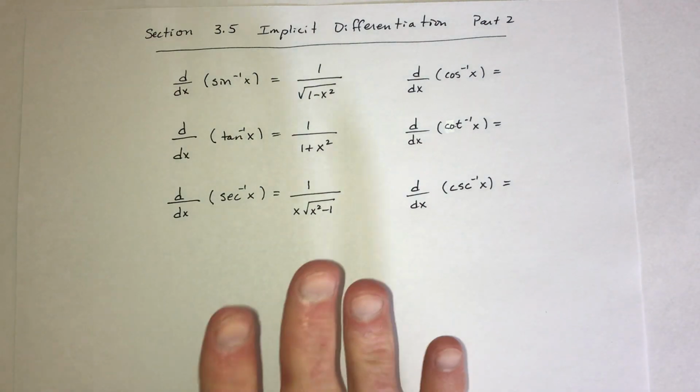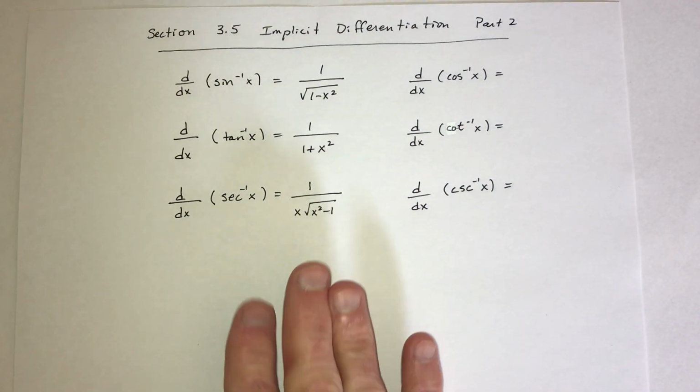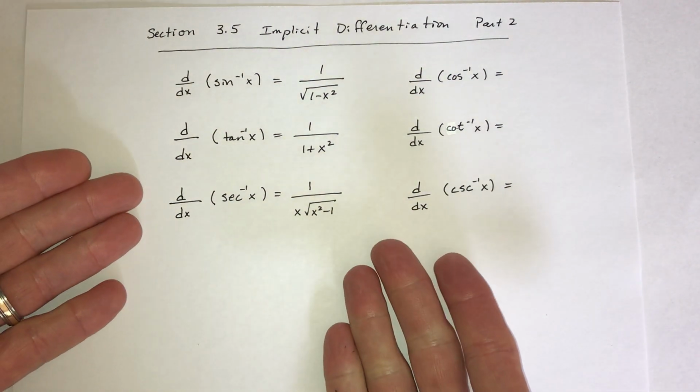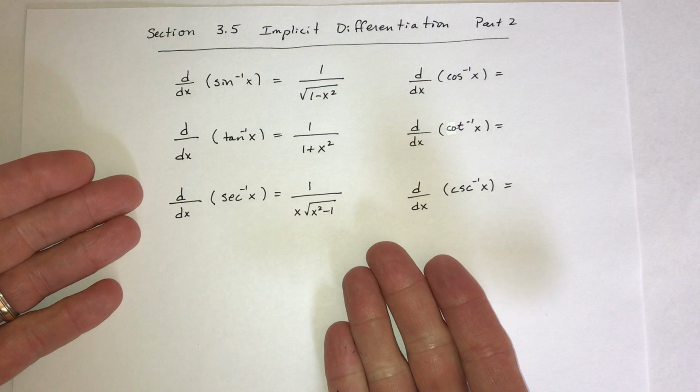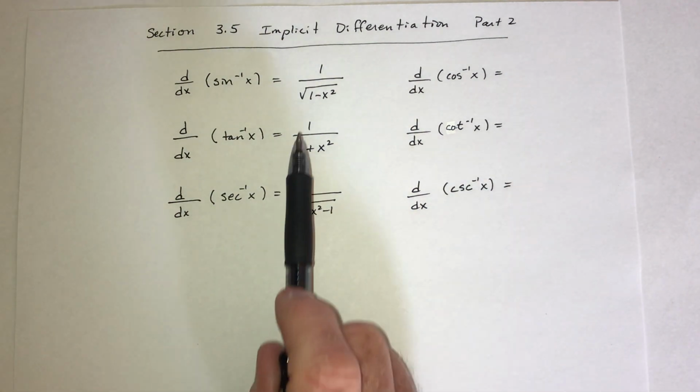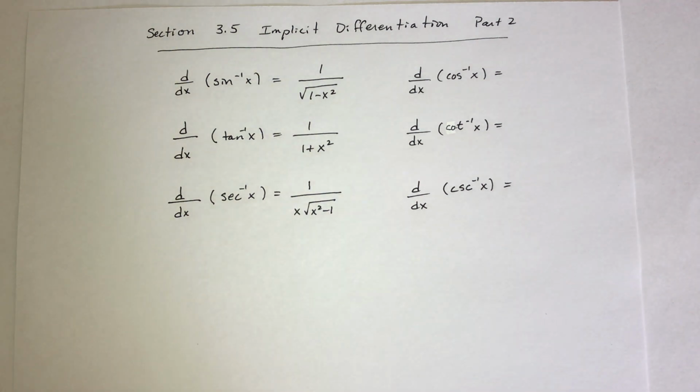Well, welcome back. Still working on section 3.5 here, implicit differentiation. Part 2 is basically using implicit differentiation to create other derivatives, such as these lovely derivatives, sine inverse, tangent inverse, secant inverse, etc. So these are 6 derivatives that you should remember.